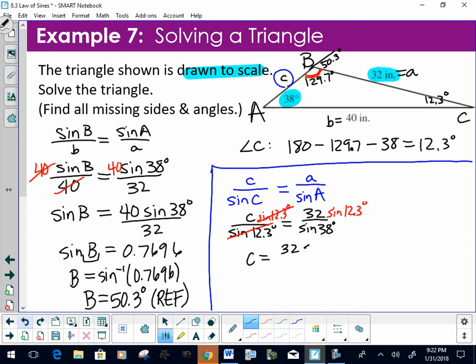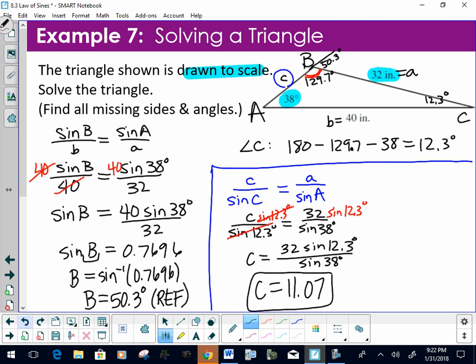We'll just let our calculator crunch those numbers. 32 sine 12.3, don't forget to end the sine, divided by the sine of 38. And that is equal to 11.07. And that was the last thing that we needed to find. We've identified all of the side lengths and we have identified all of the angles. So we have solved the triangle.